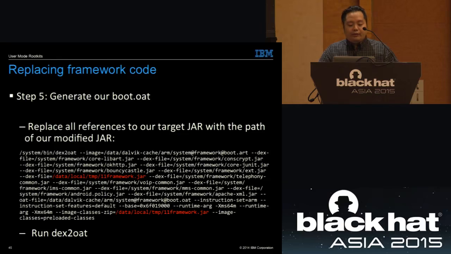Now, after we have retrieved the command line, we replace all references to our target jar with the path of a modified jar. So in this case, you see here the red ones used to point to /system/framework/framework.jar, like the other dex file parameters. And you have to replace all references to that with the location of where we pushed our own modified jar file. Now, after you've done that, you run dex2out.